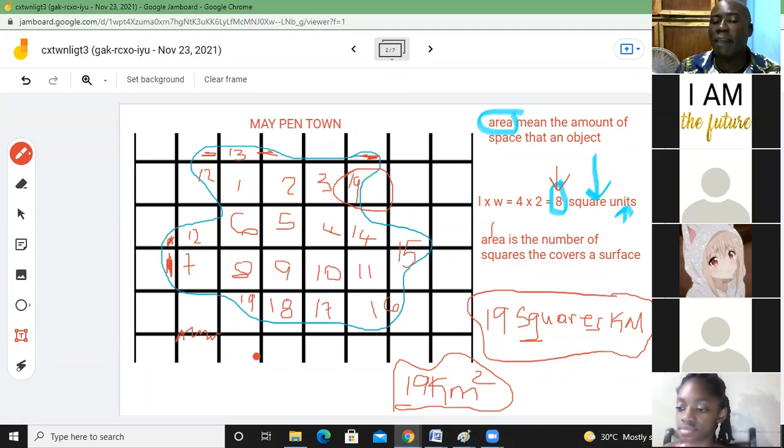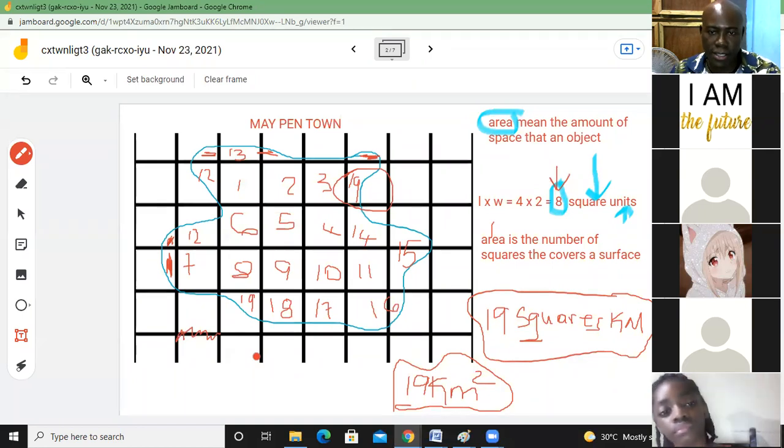So this topic is very nice. We are still on converting. It was just that before I could start to convert area to area, I wanted my class to know what area is. And I really believe that right now, all of you know what area is. Area is the number of squares, all right?